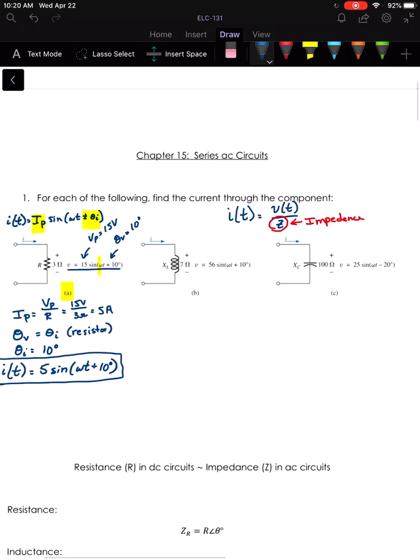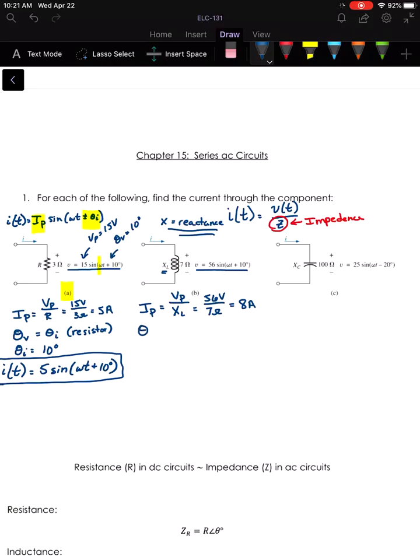Now let's talk about what's going on for our inductor. We've got the same format of our voltage equation, and this time we're given the reactance of our inductor. That's X. X is reactance. Try to learn that vocabulary. It's going to be helpful to you to know the difference. So the peak current here is going to be the peak voltage divided by the reactance of our inductor. So if we have 56 volts and we divide by 7 ohms, that gives us 8 amps of current.